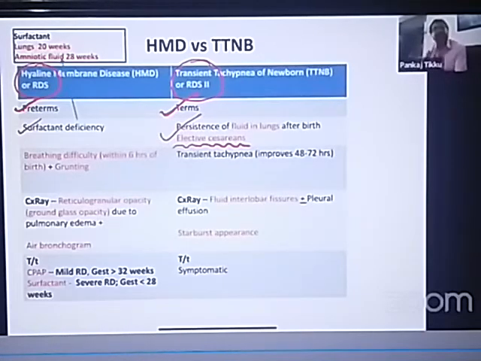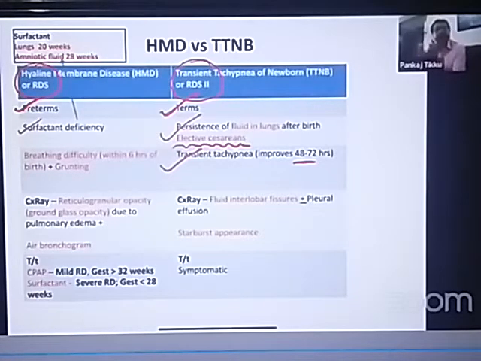So it will result in persistence of fluid remaining inside the lungs, a condition that results in transient tachypnea of the newborn. It is only a transient tachypnea which improves on its own in 48 to 72 hours time. You do not need to do anything. It will improve on its own. Only some supportive management is given, and by about second to third day, most of these children improve on their own.